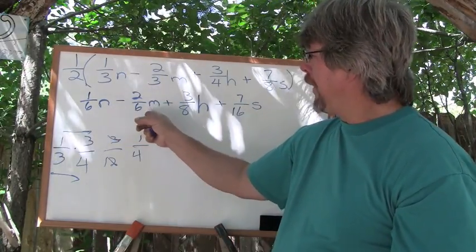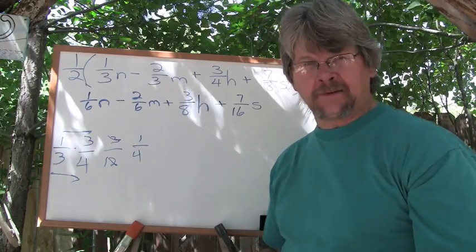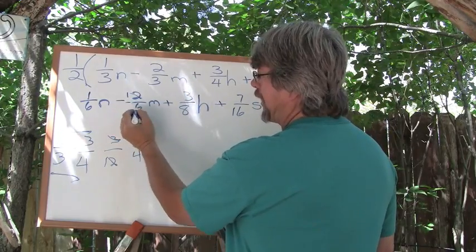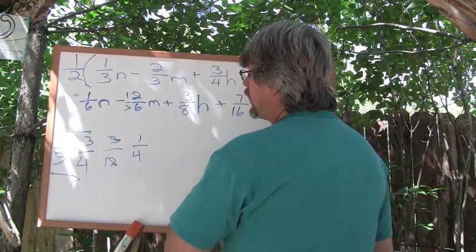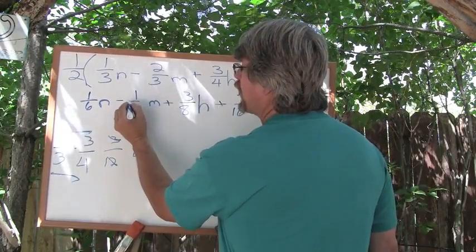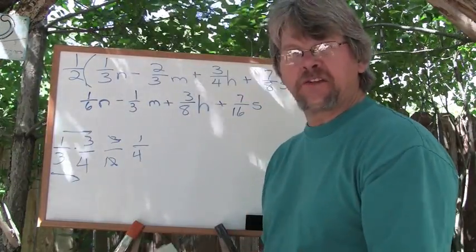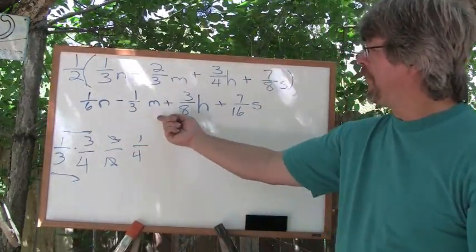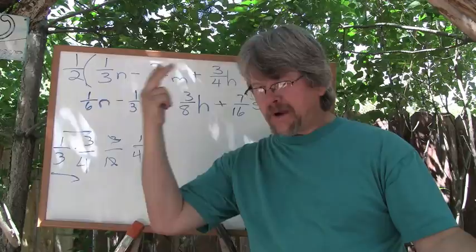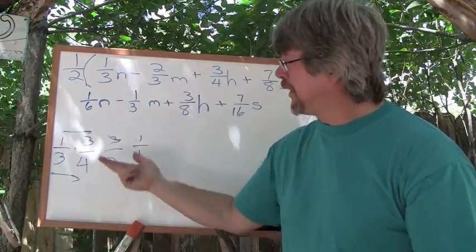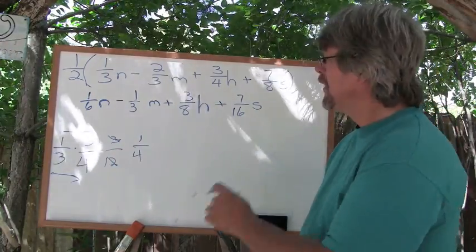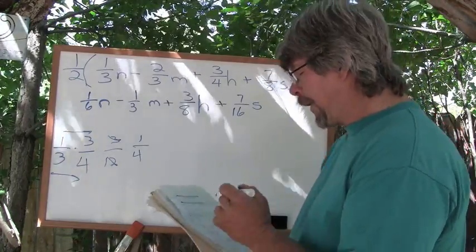It's 1/6 n. Now notice this, the 2/6 can be reduced, can't it? We can take a 2 out of the 2 and leave us 1, and a 2 out of the 6 and leave us a 3. So 2/6 m becomes 1/3 m. You always want to reduce your fractions into simplest terms. So we have 1/6 n minus 1/3 m plus 3/8 h plus 7/16 s. Now see, did you break a sweat in your brain doing that? No, you simply multiply the numerator, multiply the denominator, and ta-da, you're there in Math City. Piece of cake. So this is what I wanted to show you this time.